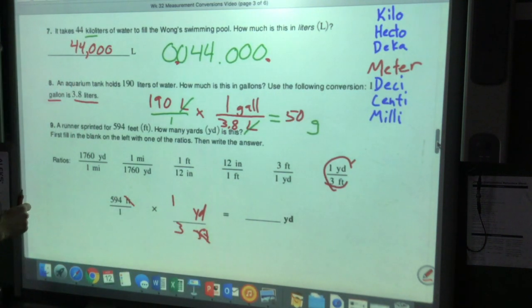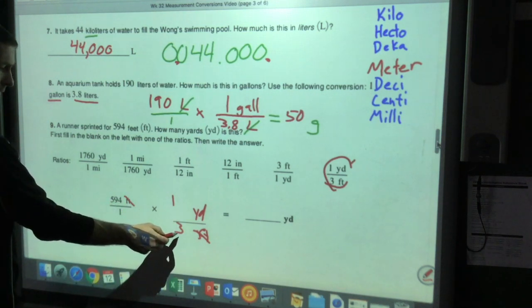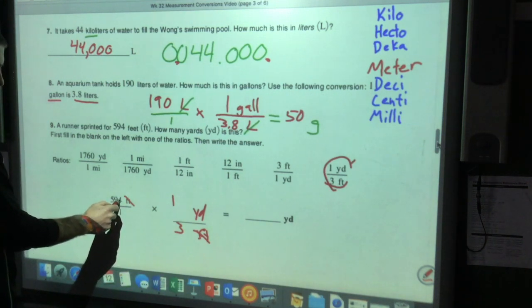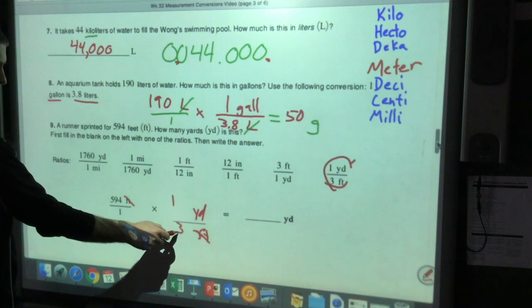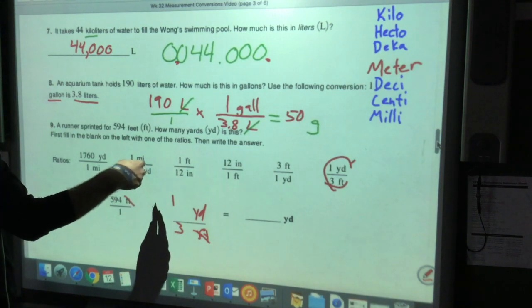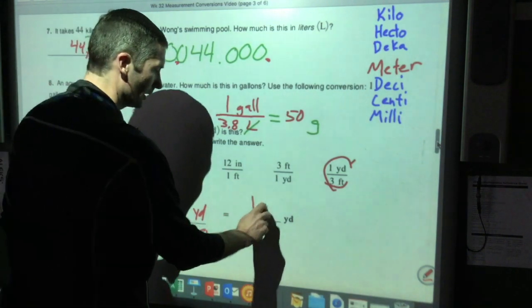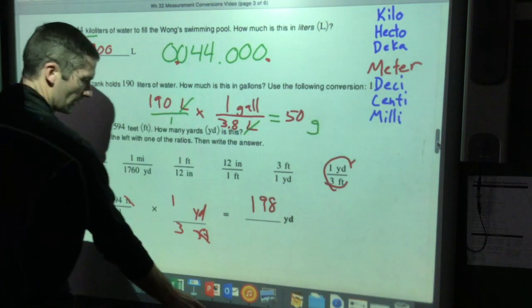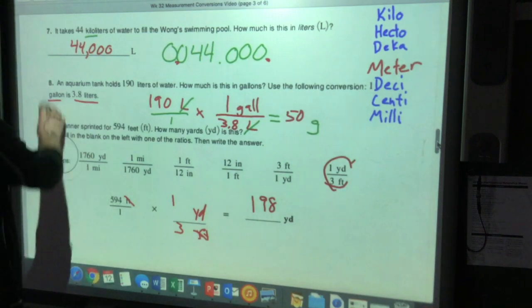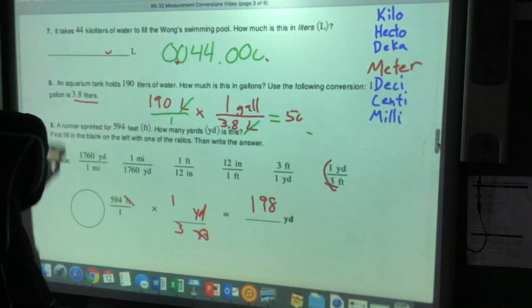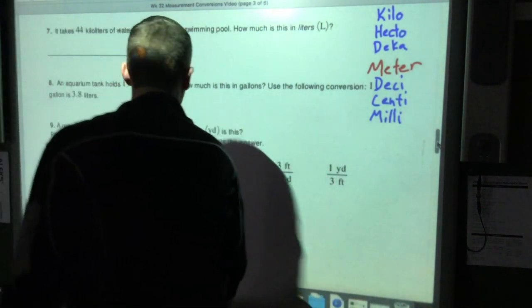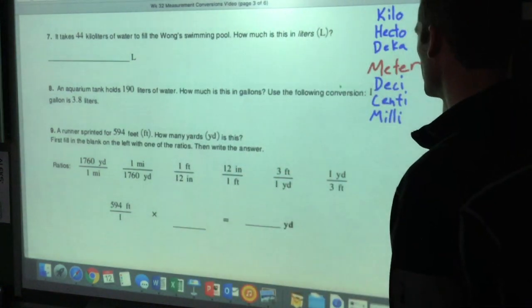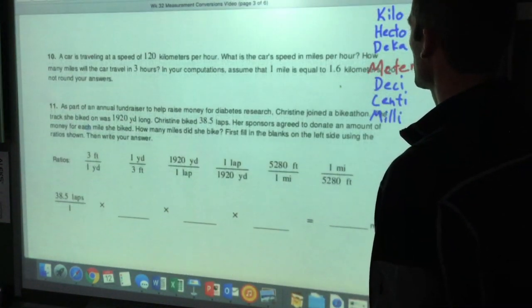594 divided by 3. Well, 600 divided by 3 is 200. And that's 6 less than that. 6 divided by 3 is 2. So 2 less than 200 is 198. You could work it out the other way too, but that's what you'll find. All right, so we started converting customary to metric.